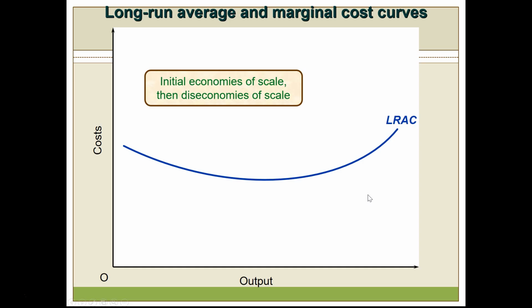As in the short run, there will be a certain relationship between average costs and marginal costs. And as before, the marginal cost curve will pass through this point of minimum. And this will be true both in the short and long run. So our long run marginal cost curve will pass through the point of minimum of long run average costs.